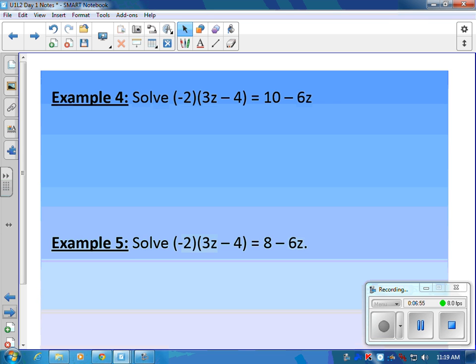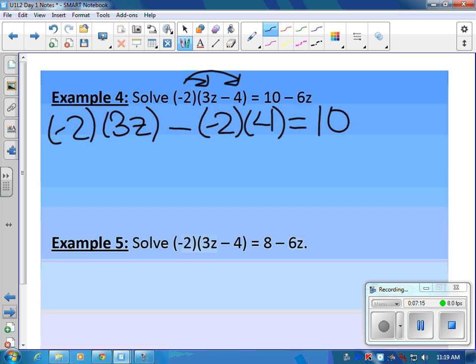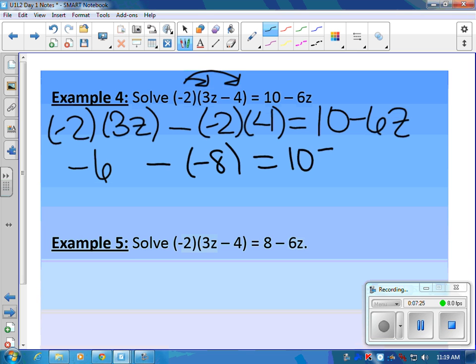All right, so Joe helped him out a little bit. I know exactly what to do here. When we see those parentheses, we know we have to use our distributive property. So I'm going to multiply negative 2 times 3z minus negative 2 times 4. So now when I multiply this out, I get negative 6z minus negative 8.